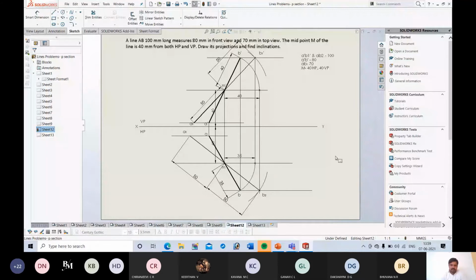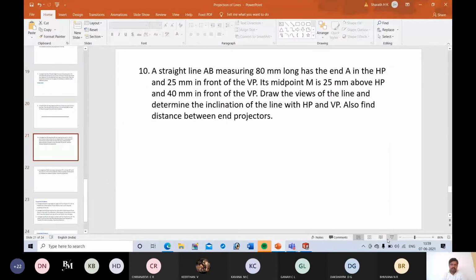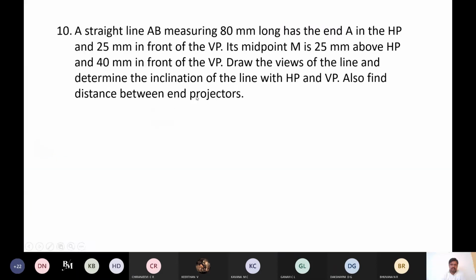Next I will consider one more problem. A straight line AB measuring 80 mm long has the end A in the HP and 25 mm in front of VP. Its midpoint M is 25 mm above HP and 40 mm in front of the VP. Draw the views of the line and determine the inclination of the line with HP and VP. Also find the distance between end projectors. Okay, so I will consider this problem.